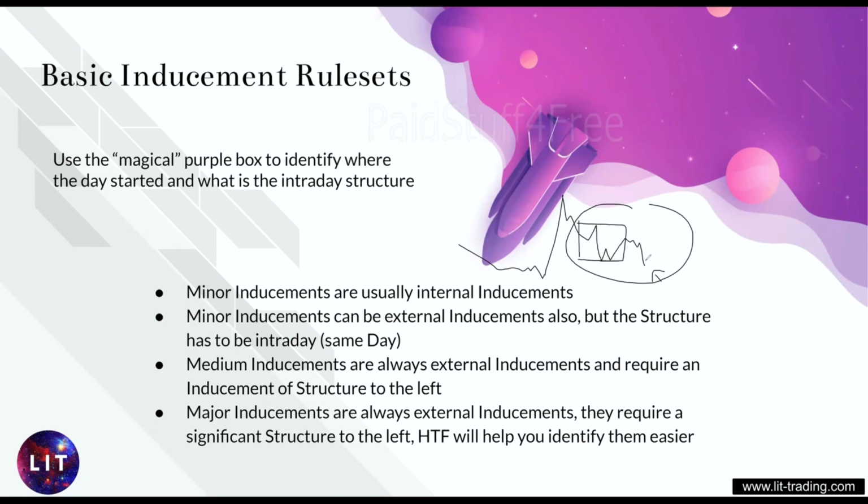Because it obviously induces out of this range externally, but is still considered internal because it's still in this bigger push, right? So of course, depending on what the day did, we can either look for mitigations in here or inducements, again depending on what the day in the cycle did, but we'll dig into that later, but understand this also, right? Then medium inducements are always external inducements and require an inducement of structure to the left.